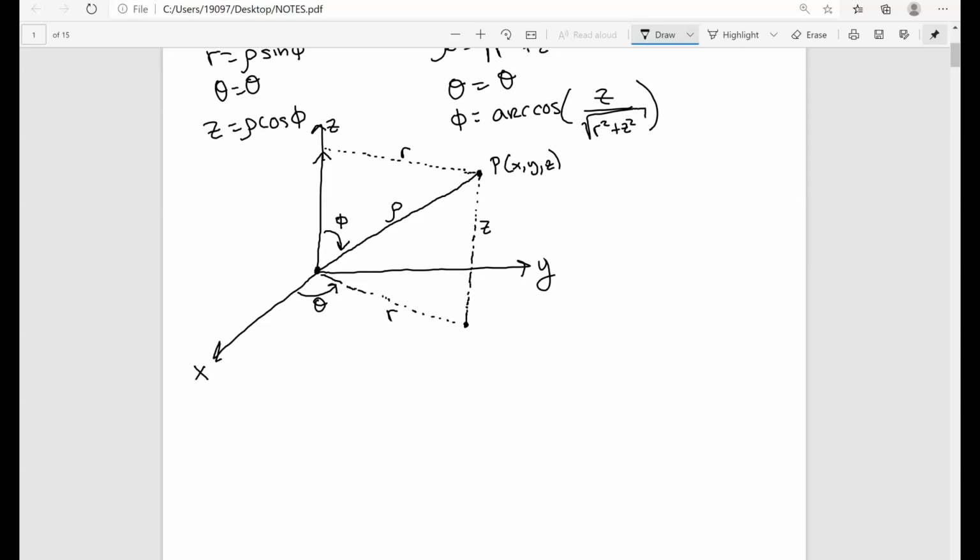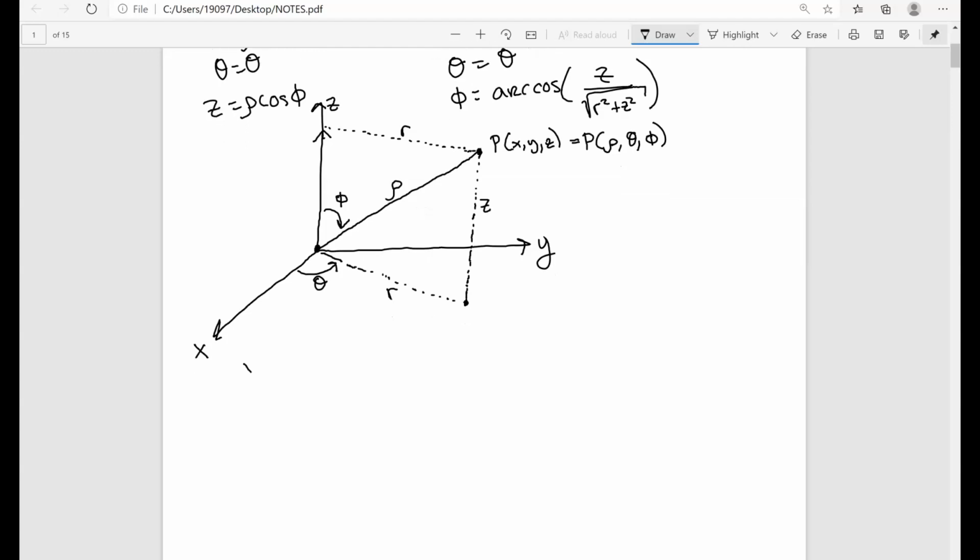So now that I have all of my individual components, what I want to do is express this point with rho, theta, and phi. Once we do that, you'll see that converting it to cylindrical coordinates is a lot easier to work with. All right, so the first thing I'm going to notice is the following. We know that x is equal to r cosine theta. That's just by polar coordinates.